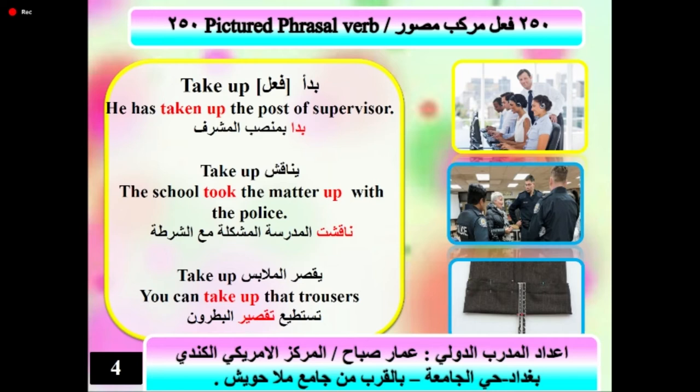Let's see an example. He has taken up, إنه قد بدأ, because it's present perfect, مضارع تام. He has taken up the post, منصب, of supervisor, المشرف. Supervisor means المشرف. Clear? Let's read together: He has taken up the post of supervisor.